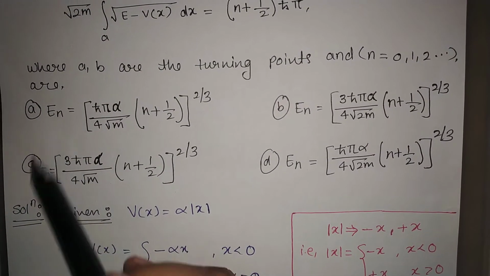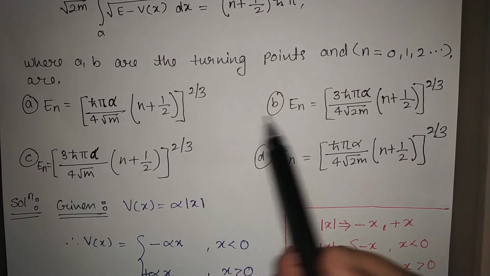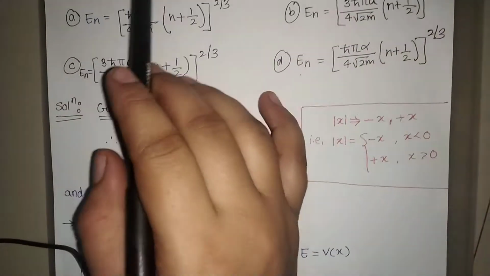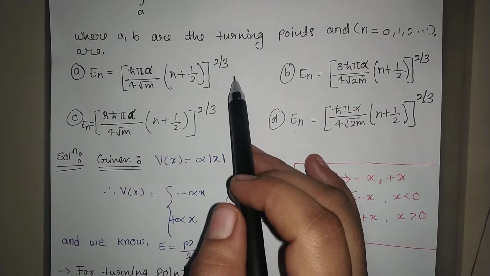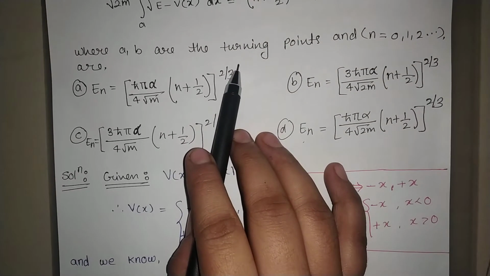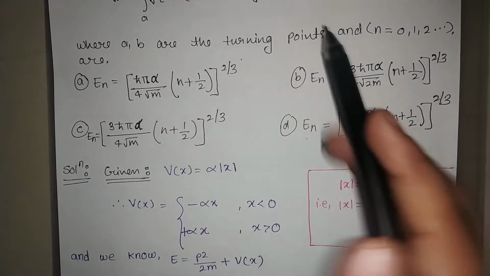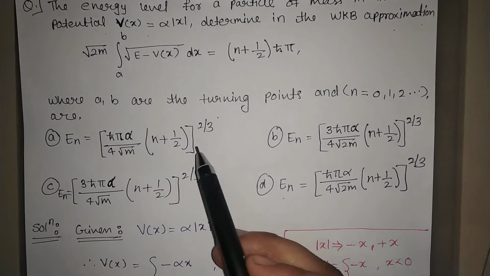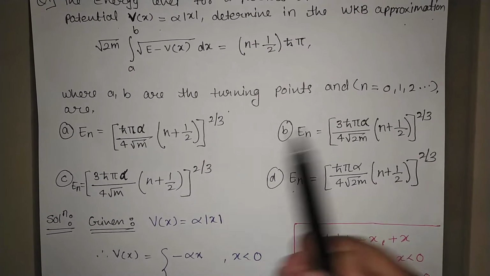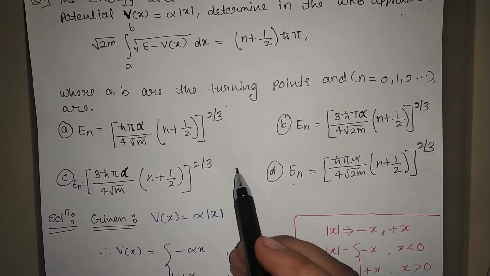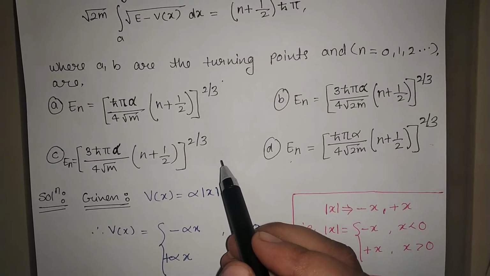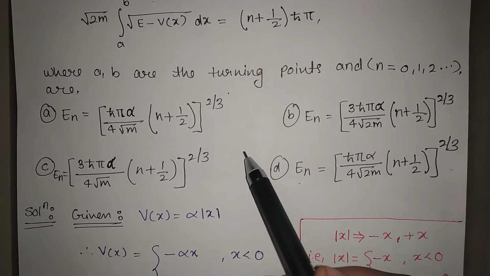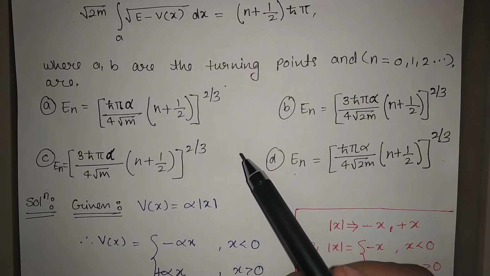For this we have four options and we have to determine which one is correct. Basically in this question, we have to determine the energy of the particle by using the WKB approximation method. Clear? If you see the options, in all the options we have the same power, so obviously we cannot use the trick method to solve this. We have to use the traditional method to solve this numerical. So let's start with this problem.